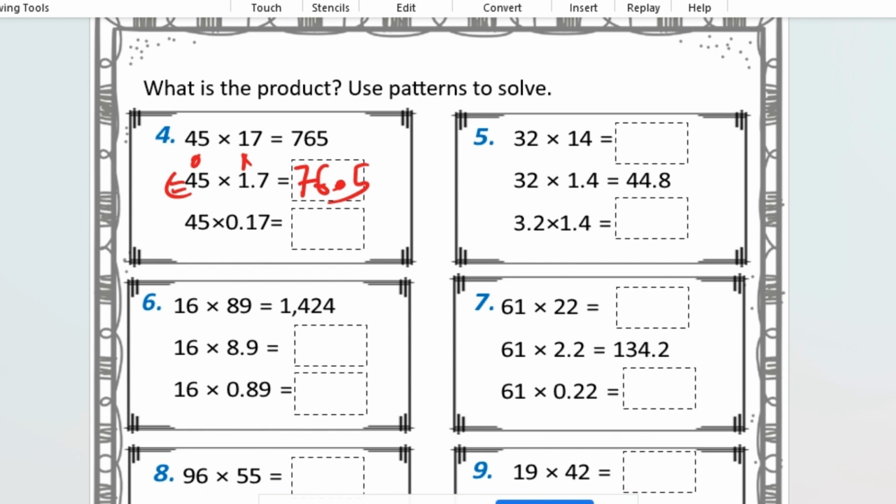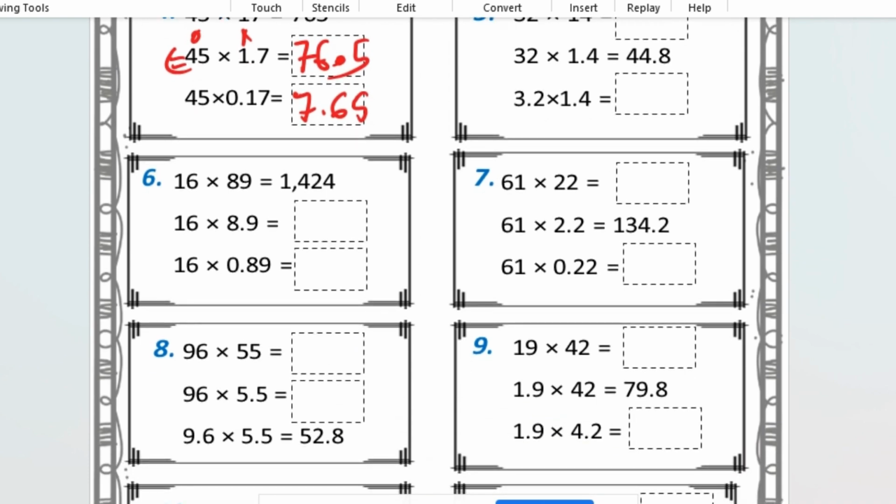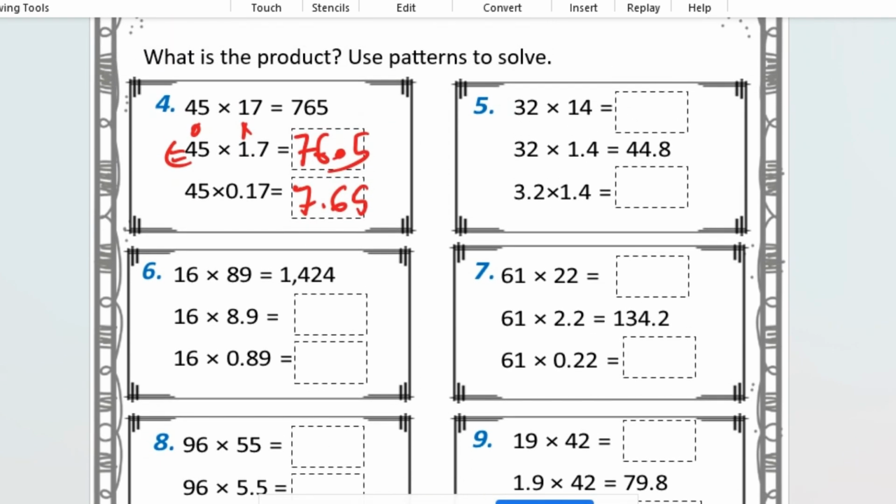Now when we multiply 45 times 0.17, this will be 7.65. It's the same as the previous one, but instead of 1 unit, you move 2 units, so it will become 7.65. Now I want you to solve, or let's just give you the answers, to make it easier for you.